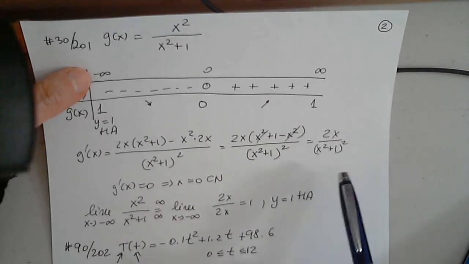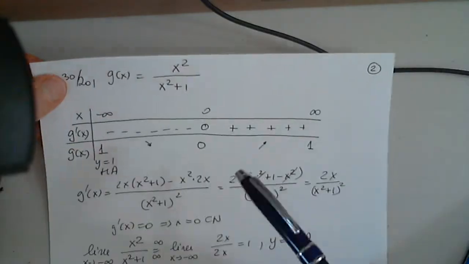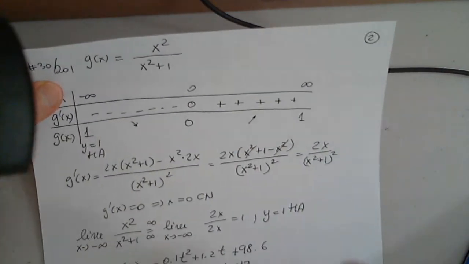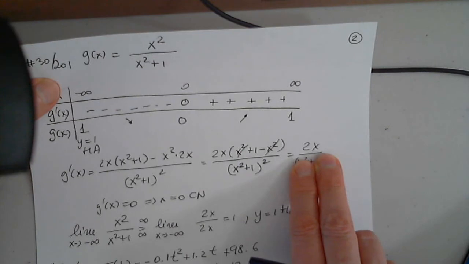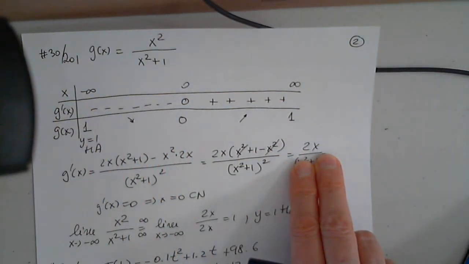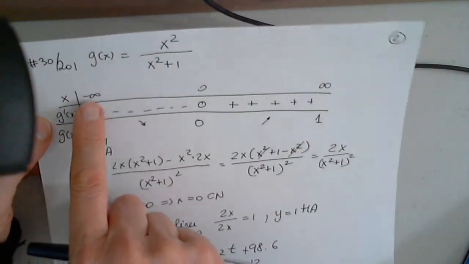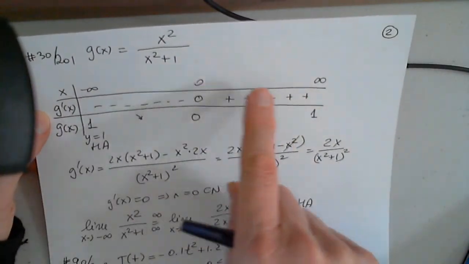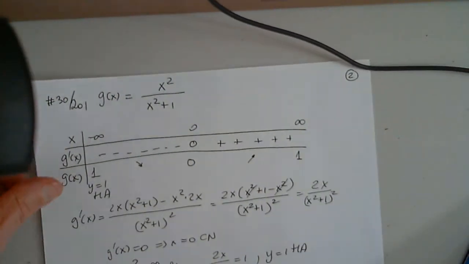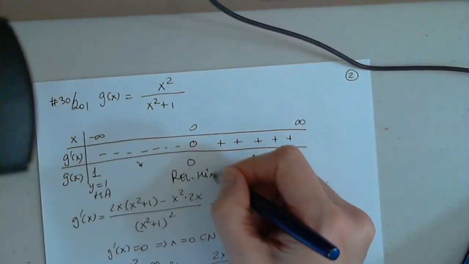A fraction is 0 only when the numerator is 0, so the only critical number is 0. We plug in the function, we get 0. And now we study the sign of the derivative, but this is always positive. So when x is negative, the derivative is negative. When x is positive, the derivative is positive. Decreasing on -infinity to 0, increasing on 0 to infinity. Typical situation for a relative minimum.